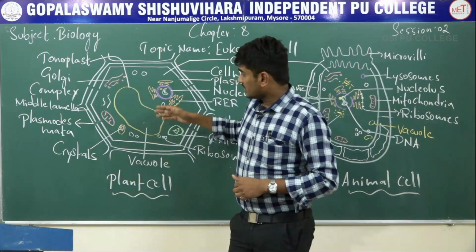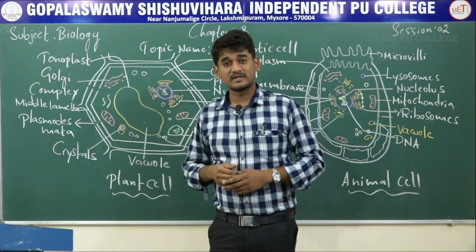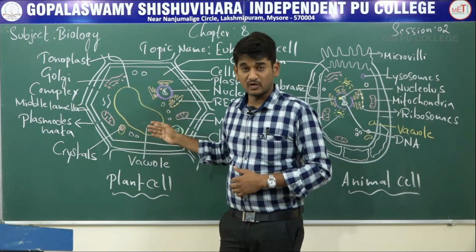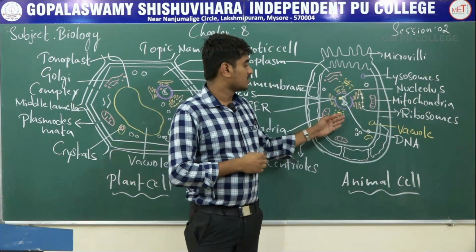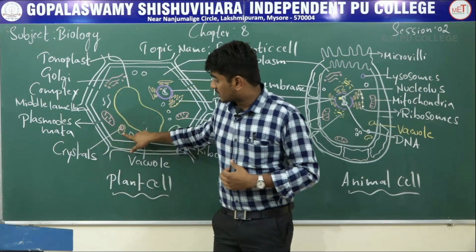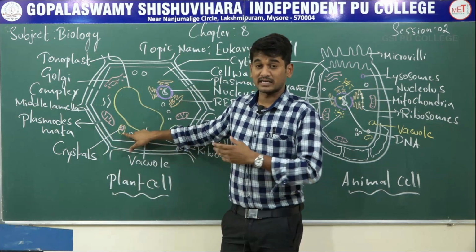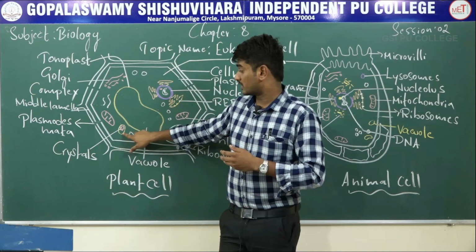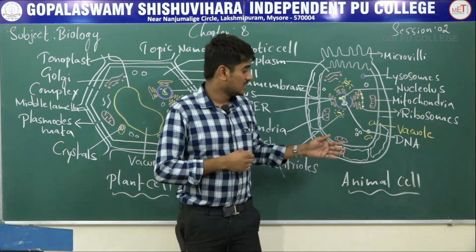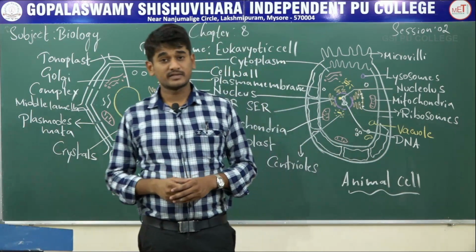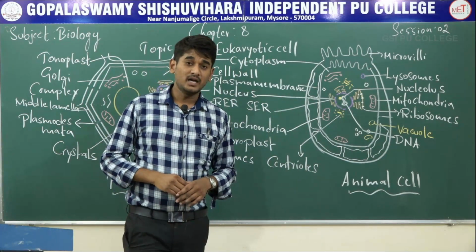And centrioles help in cell division. In the plant cell there is absence of centrioles, but in animal cells there is presence of centrioles. And here there is presence of crystals inside the vacuole, which means formation of calcium oxalate, but in the animal cell crystals are absent. So these are all the differences between the plant cell and animal cell.